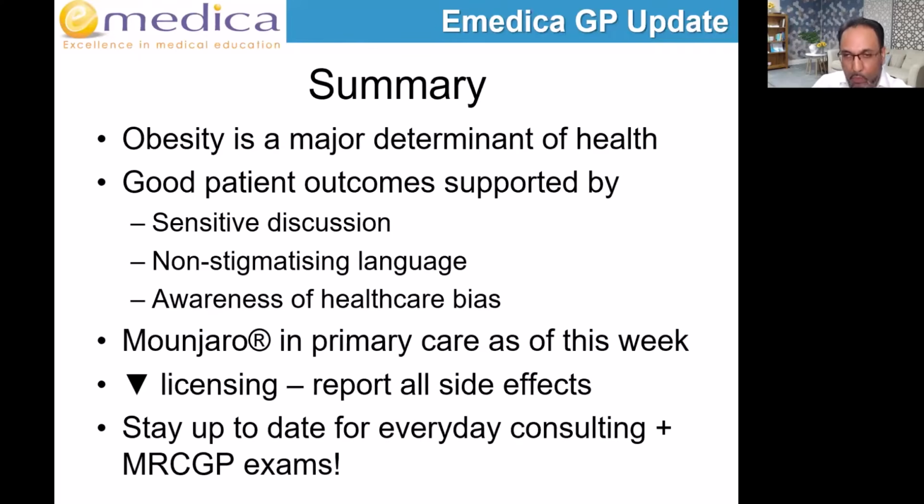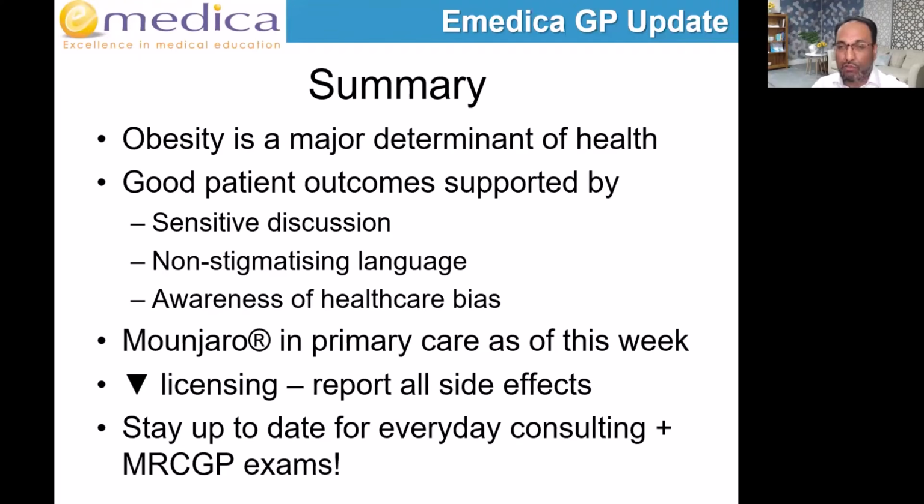And so things that will help good patient outcomes are sensitive discussion, use of non-stigmatizing language, bags of empathy and sensitivity, being aware of potential healthcare bias so you can counteract it, and then being knowledge-based, up to date with the evidence. So when medication might support a patient's journey to a healthier weight, we can prescribe it appropriately. As of this week, Mounjaro is now available in primary care for a limited number of patients.